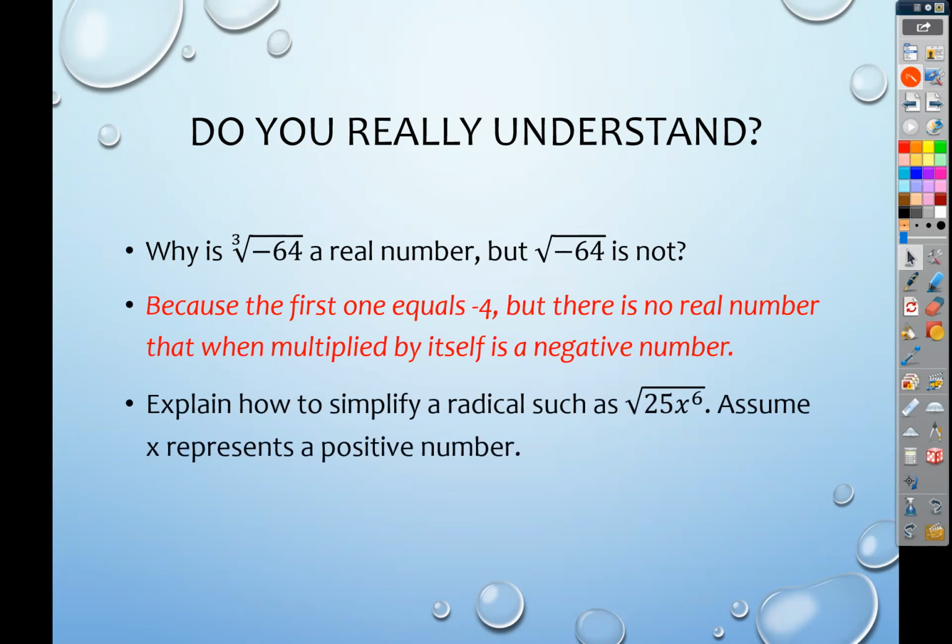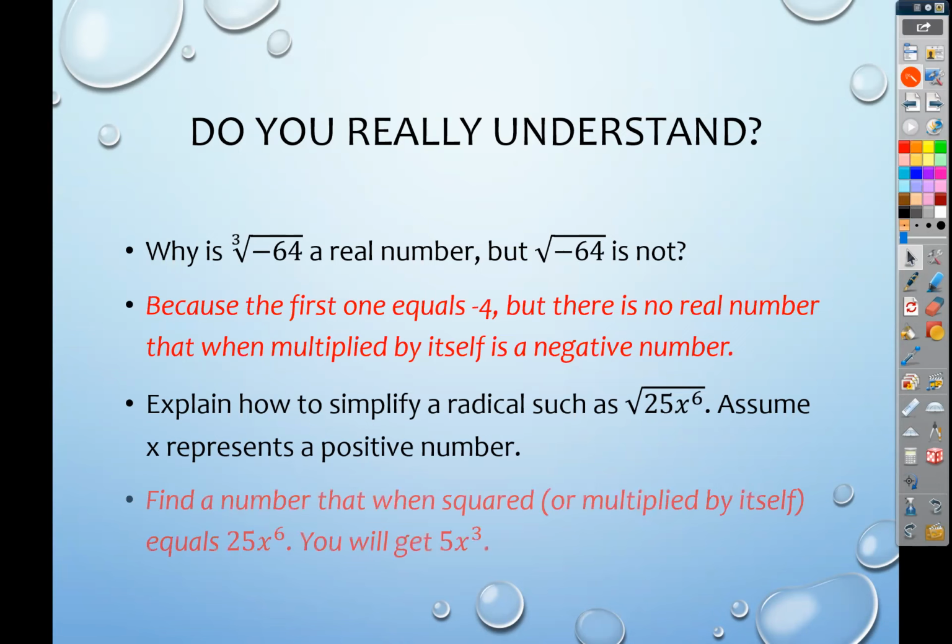Explain how to simplify radicals such as the square root of 25x to the 6th. Assume that x represents a positive number. You would find a number that when squared, or multiplied by itself, gives 25x to the 6th. You will get 5x cubed.